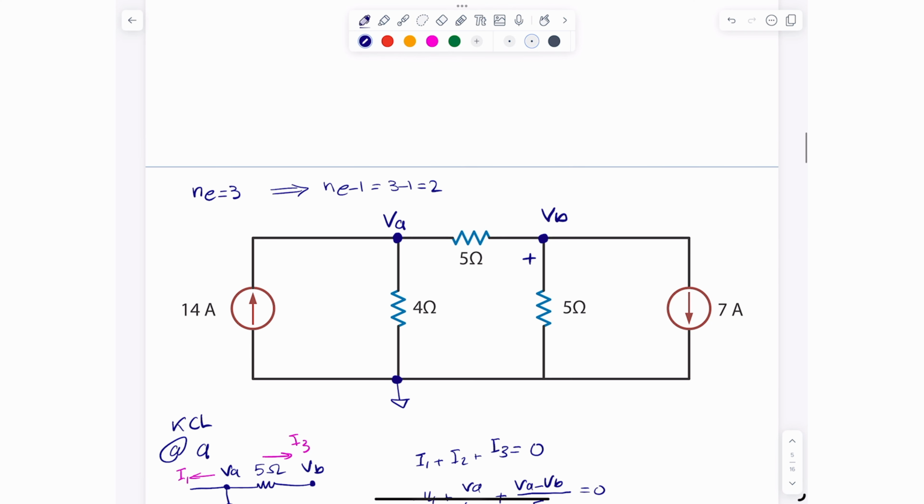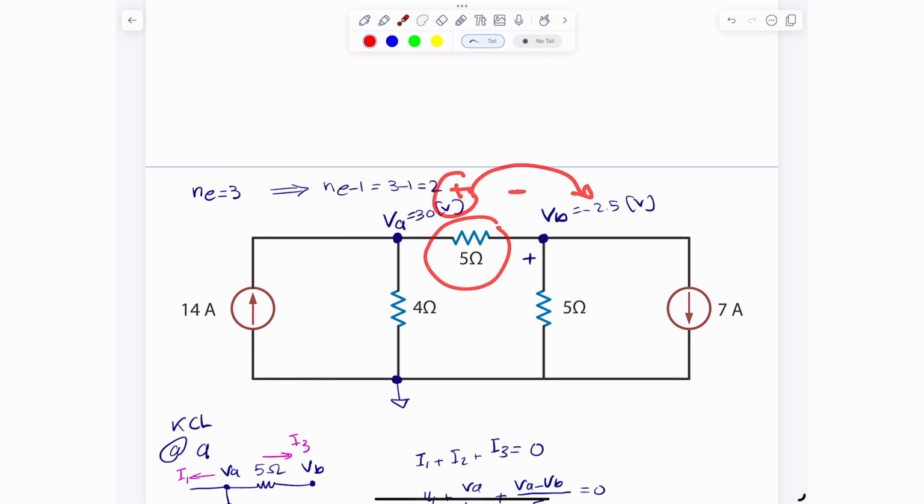So in here, I will say that this one here is 30 volts, and this one here is negative 2.5 volts. All right, now I can figure out everything I want about the circuit. If you want the voltage drop across the 5 ohm, all you have to do is tell me it's 30 minus 2.5, so it's 32.5 volts.